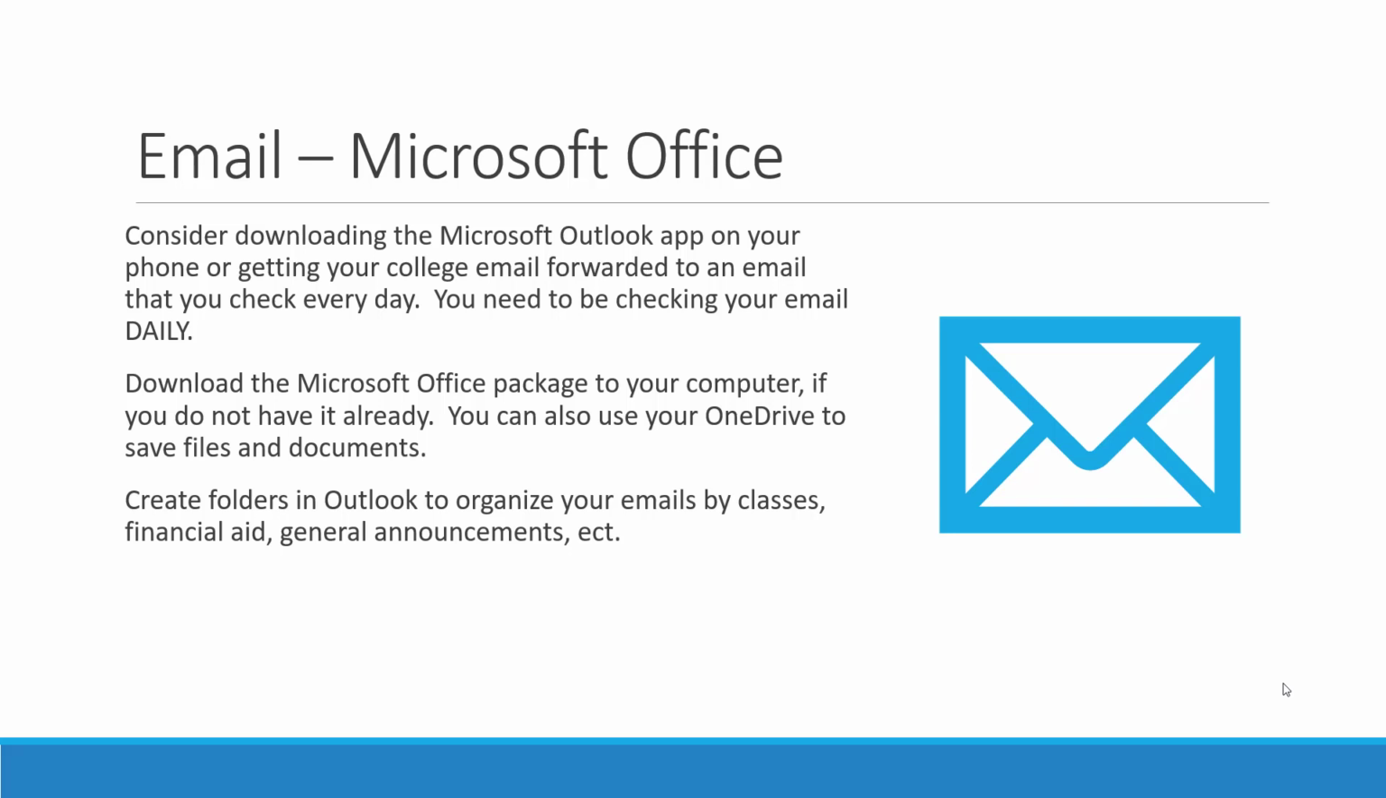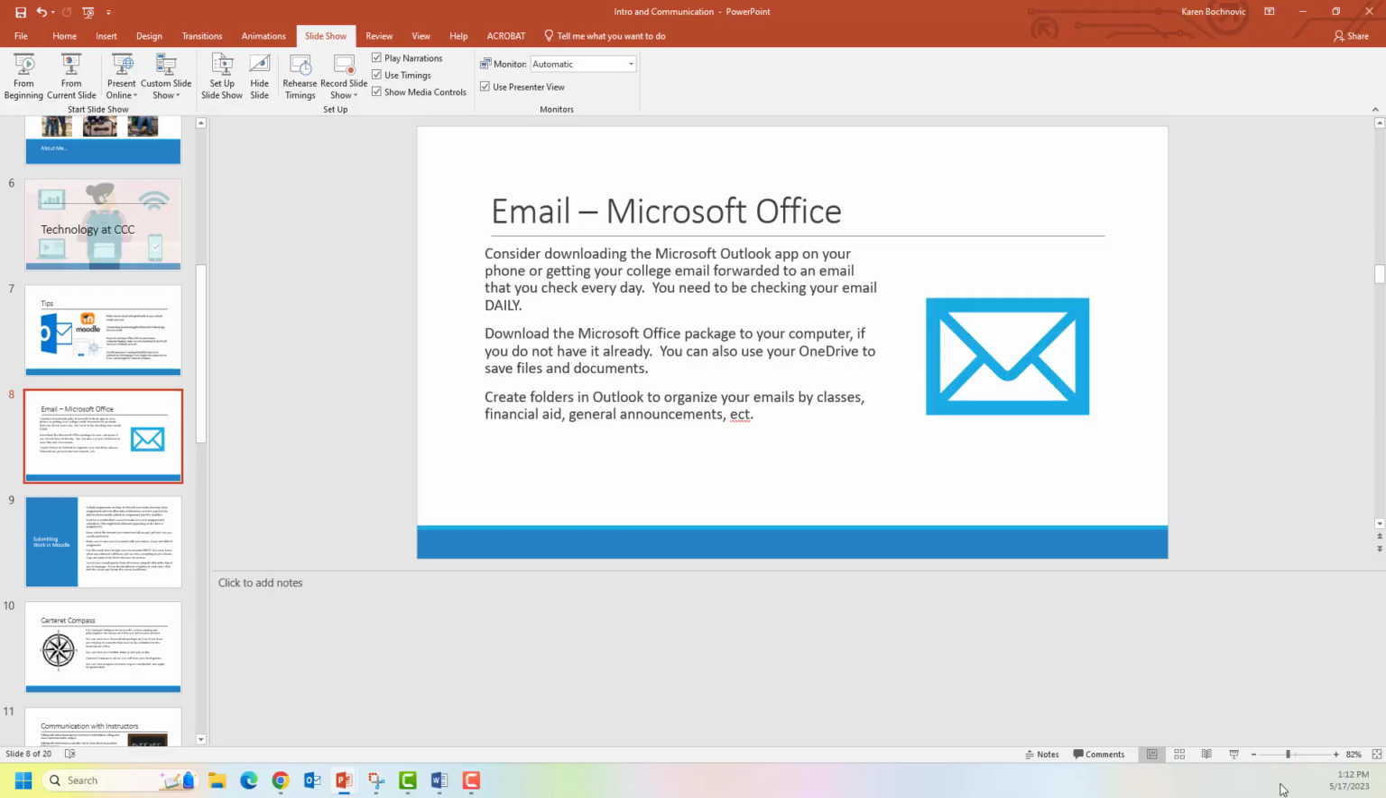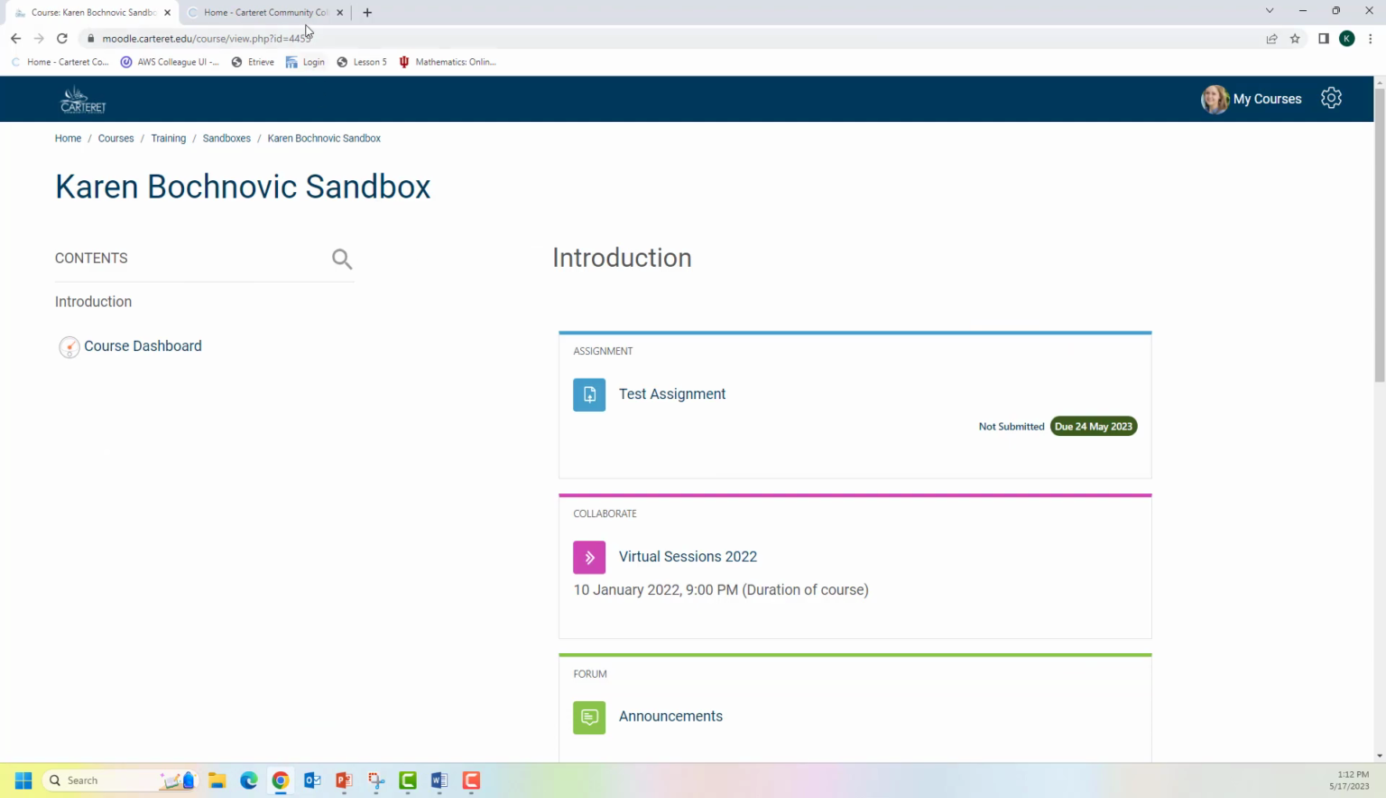Let's talk about email for a second. Again, I would highly encourage you, if you don't take away anything else from this video, download the Microsoft Outlook app on your phone. You can log in with the same credentials that you use for your email. Again, I want to show you right now how to download Microsoft Office. So this is not the cloud version. This is the actual installed version.